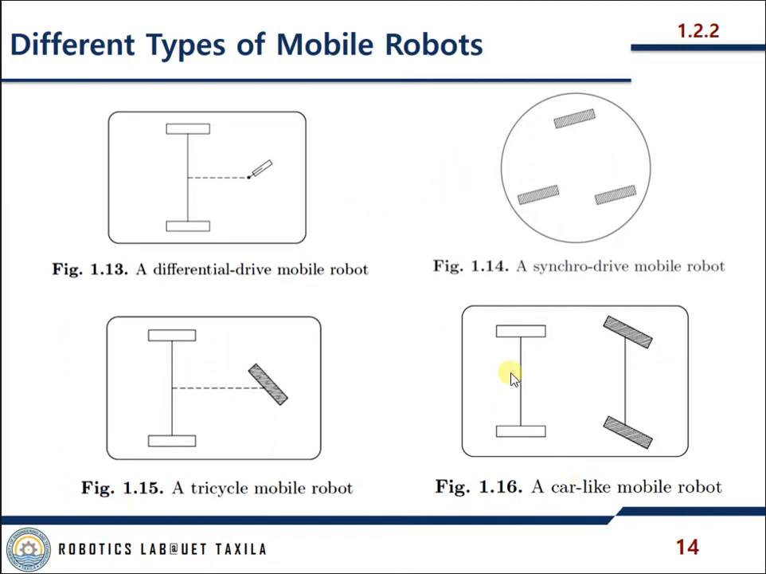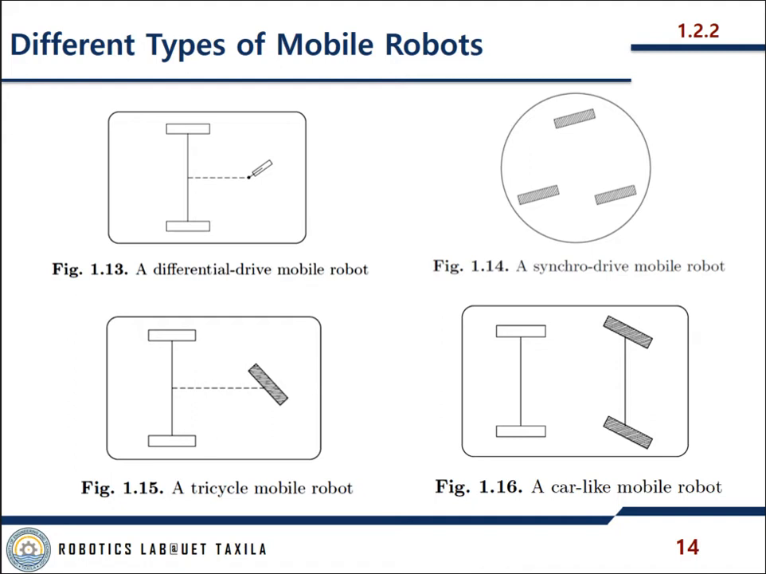Then we have a car-like vehicle, which has two fixed wheels mounted on a rear axle and two steerable wheels mounted on the front axle. As in the previous case, one motor provides front or rear traction, and the other changes the orientation of the front wheels with respect to the vehicle.